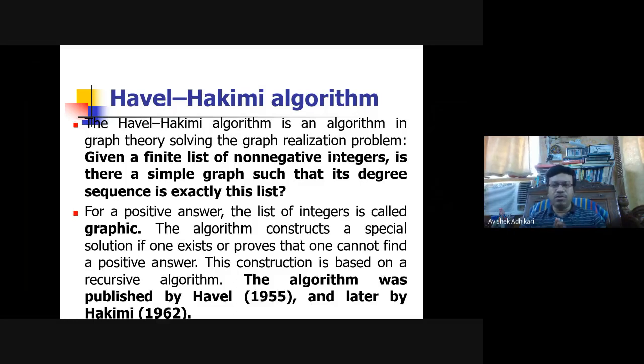So that's all about the whole topic, all the syllabus for graph theory. If you have any questions or comments, you can ask me.